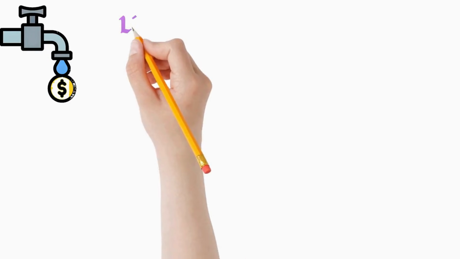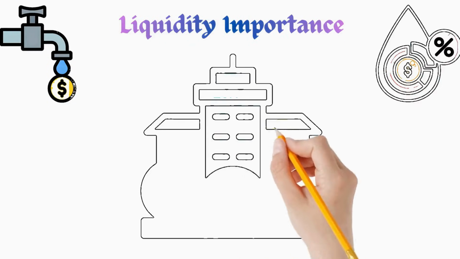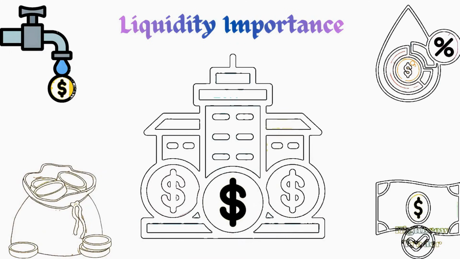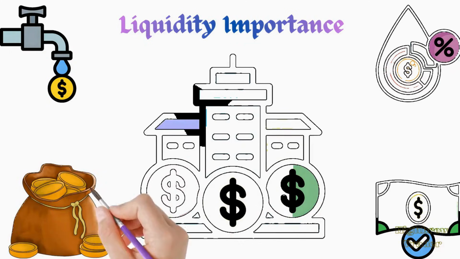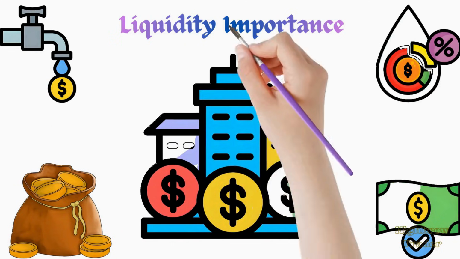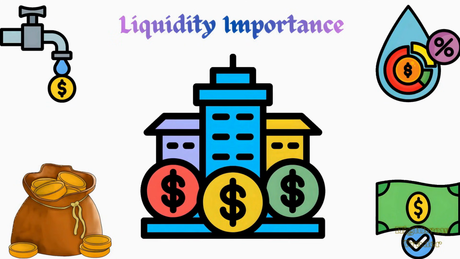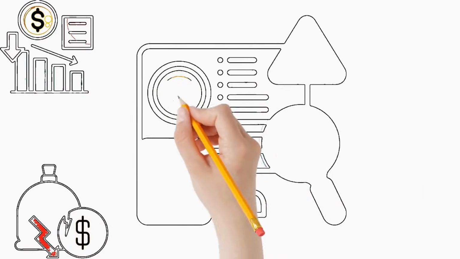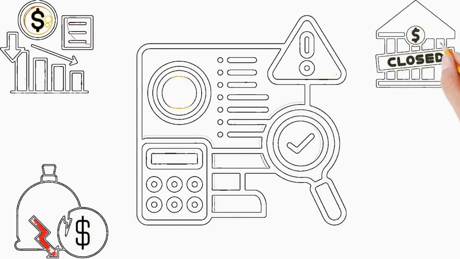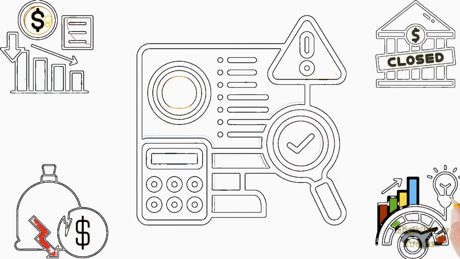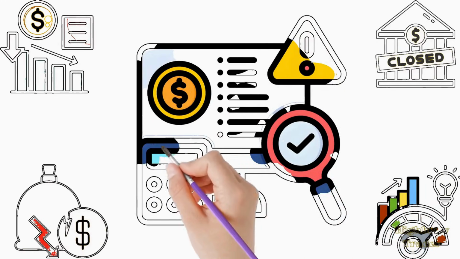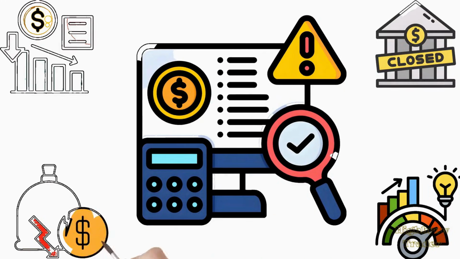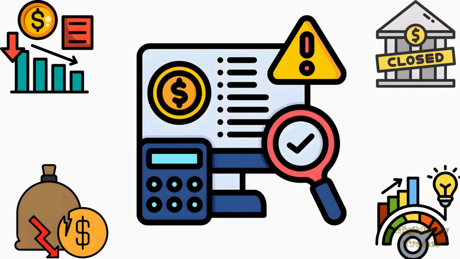Liquidity ratios measure a company's ability to meet its short-term financial obligations. These ratios are important for understanding financial stability. A company with strong liquidity can easily pay its bills and handle unexpected expenses. Weak liquidity may lead to financial stress or even bankruptcy. Investors rely on liquidity ratios to assess risk and ensure that a business can continue operating smoothly. Maintaining a healthy level of liquidity is essential for both stability and long-term success.